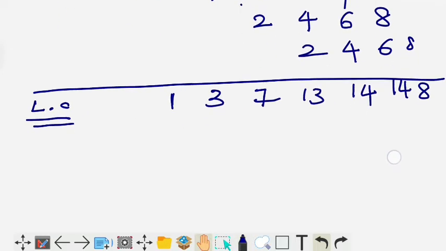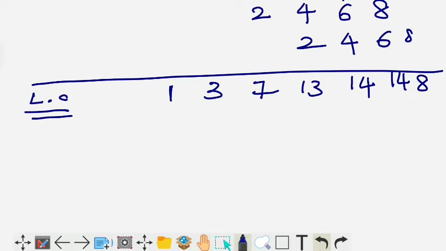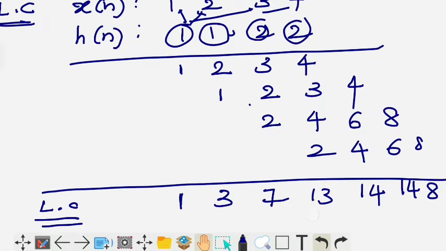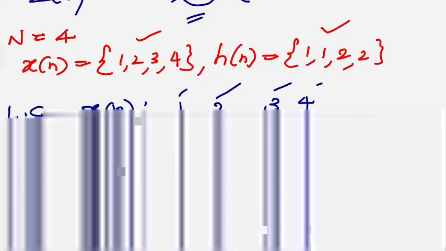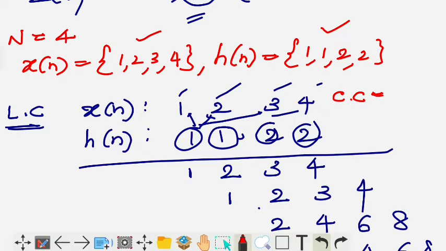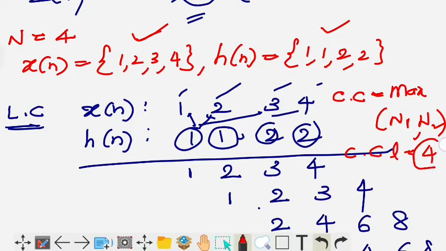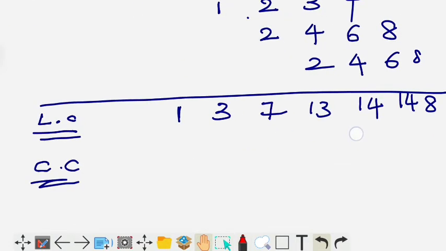Now let's find out the circular convolution from here itself. How do we find the circular convolution? Since both x of n and h of n have length 4, the circular convolution length becomes the maximum of the lengths of x and h. Here both lengths are equal, so the circular convolution length becomes 4.